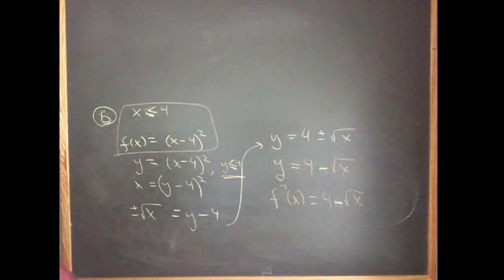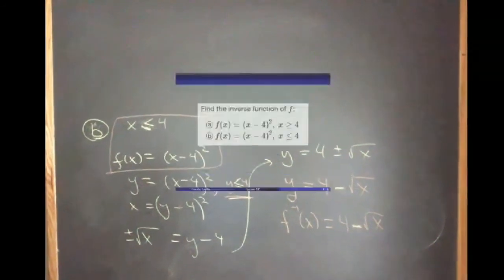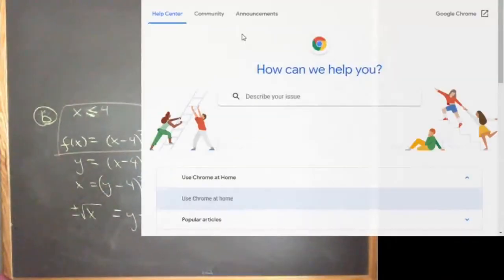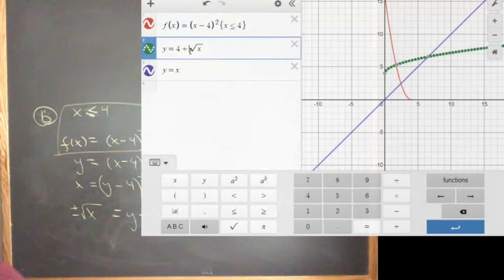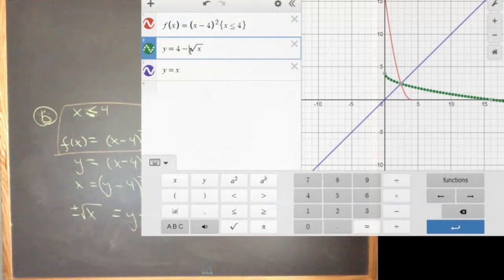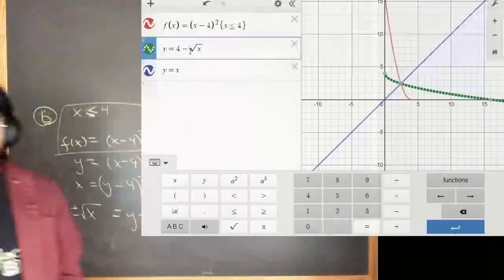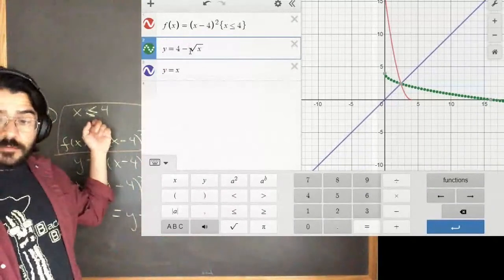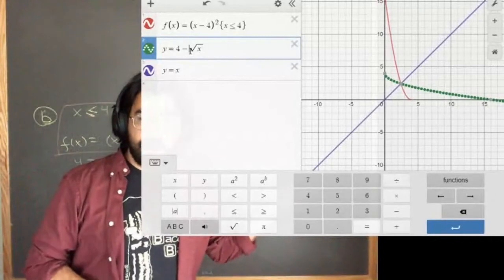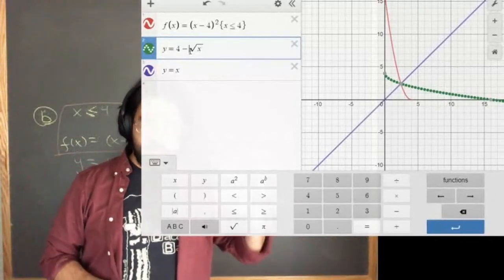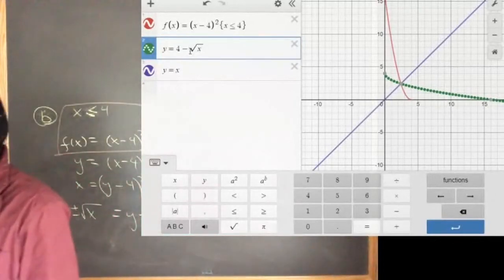And the domain restriction told us which of the two choices we should be going with. So let me go ahead and just show you that here. If I were now to put 4 minus the square root of x, you can see that indeed now this green line is the reflection of the left half of that red parabola. Okay, so the domain restriction that you're given informs the formula for the inverse, right? And the restriction that you take is making sure that whatever function you're given is 1-to-1.